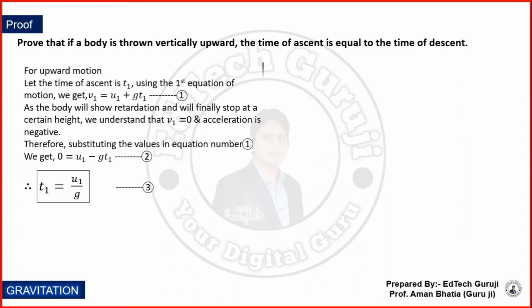Now when we go to the next part of it, that is when we are calculating the time of descent, we need to understand that now the body is coming down after it has reached a certain height. So its initial velocity now will be same as the final velocity of the first case, and as it is falling under the influence of gravity, the acceleration this time will be equal to the retardation in the previous case. So let us have a look at it.